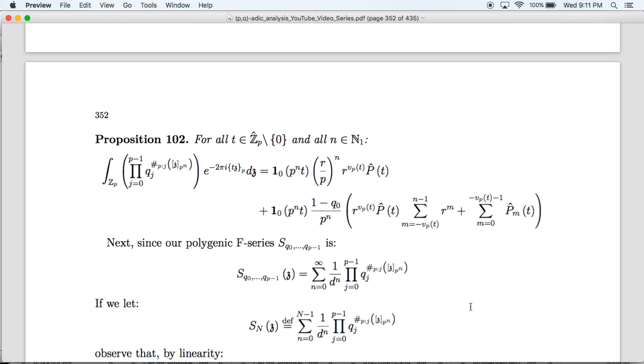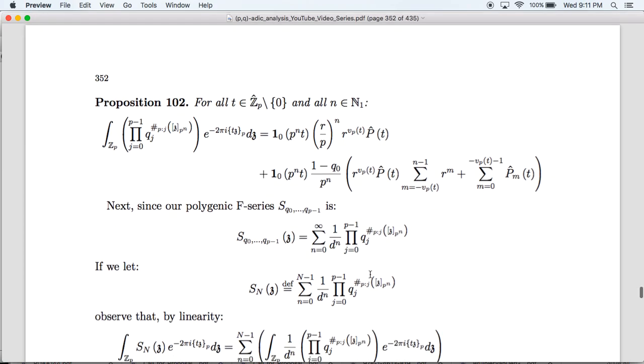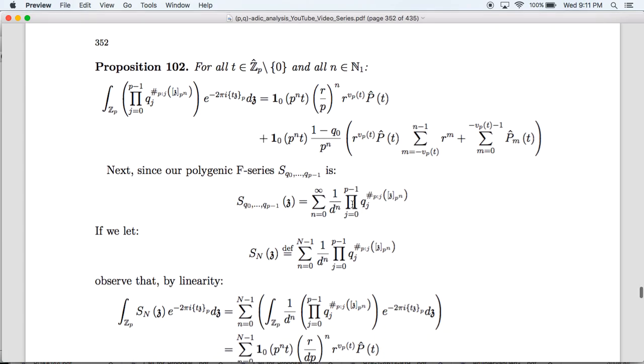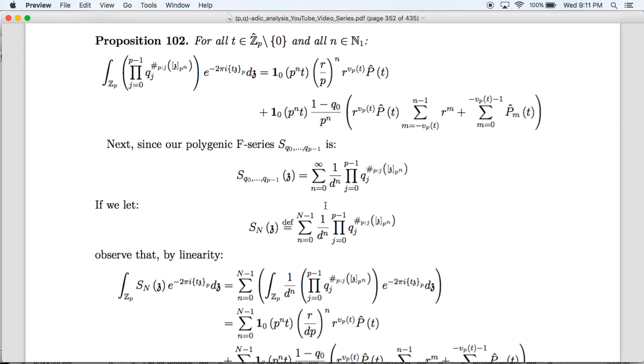So now what we're going to use is we're going to take this to figure out how to sum our polygenic F series. In this case, I'm going to simplify it a little more than the RJ version that I created, and I'm going to be considering one of the form, the product j equals 0 to p minus 1. Here the QJs are going to be integers, and d is going to be an integer. So this generalizes the form that we saw in last episode, the one with the 3 and the 5.